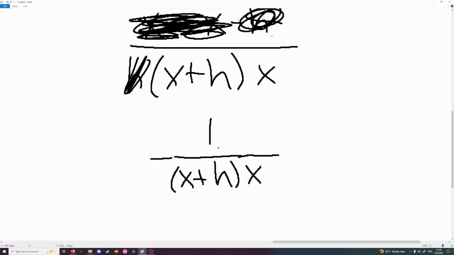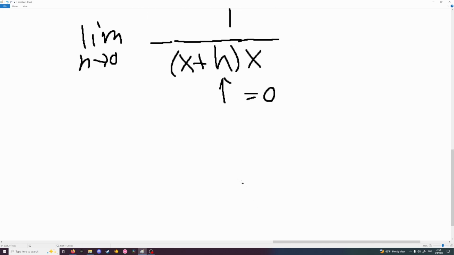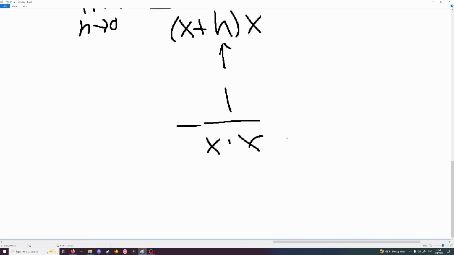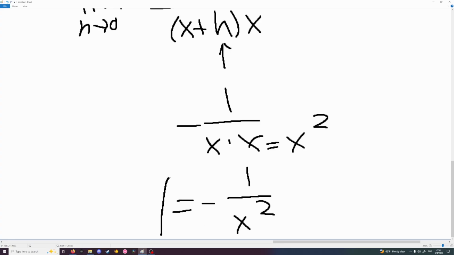Just going to fill that in a little more. I want to make sure this is centered. And because we have a limit as h approaches 0, now our h is just 0, okay? So h is just 0, which means we just have x times x. So negative 1 over x times x, which is just x squared. So now we're just left with negative 1 over x squared. That's our final answer right there.